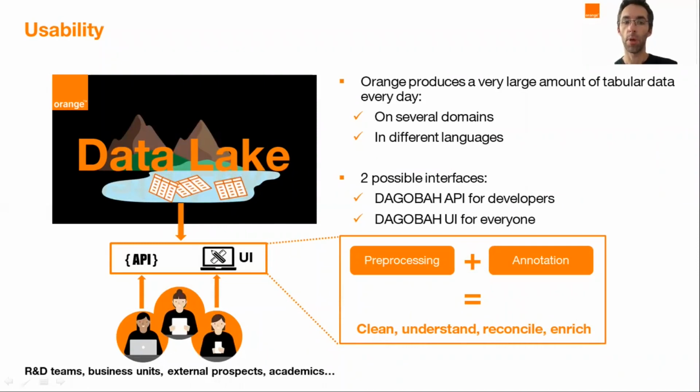As a multinational company, Orange deals with a huge amount of tabular data covering many domains in different languages, and which are used by a large diversity of teams. To make table data interpretation widely used, we provide a DAGOBAH API for developers as well as a UI for everyone. We plan to open both outside the company, especially for academics, in 2022.